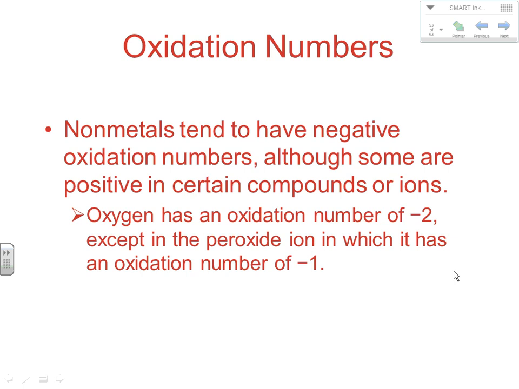And peroxide you might see every once in a while because it is a common substance at home in your medicine cabinet. Take out that brown bottle. It's hydrogen peroxide. The oxygen in hydrogen peroxide has an oxidation number of -1, unlike oxygen in most every other substance out there where it's going to be a -2. So you need to remember oxygen is a -2.